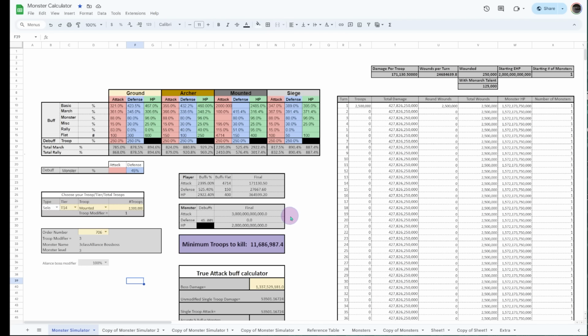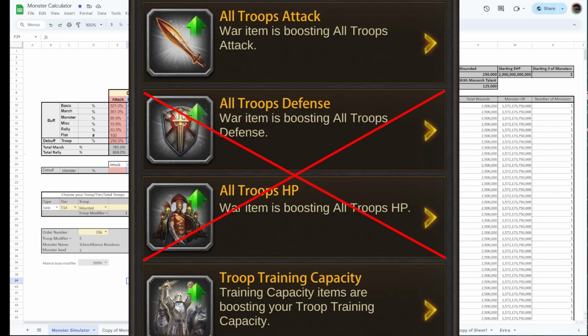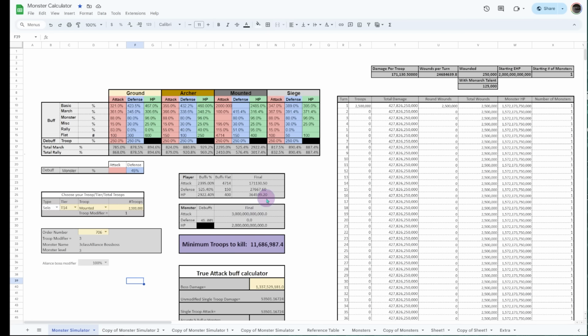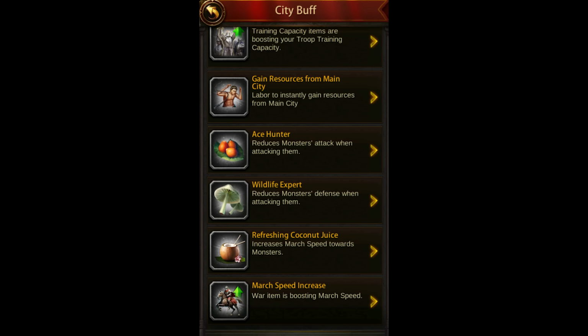What's important about this is you don't need defense or HP, so you shouldn't waste your defense and HP buffs on this. Also, there's no point in reducing the attack because you're not going to be able to survive regardless. And same thing with defense. You're not going to be able to reduce defense because it's already zero. So don't be like me and waste all of your buffs, your temporary 10-minute buffs, on the Alliance boss monster. All you need is the attack. And also the debuffs, such as your Ace Hunter or your Mushroom to reduce monster defense.